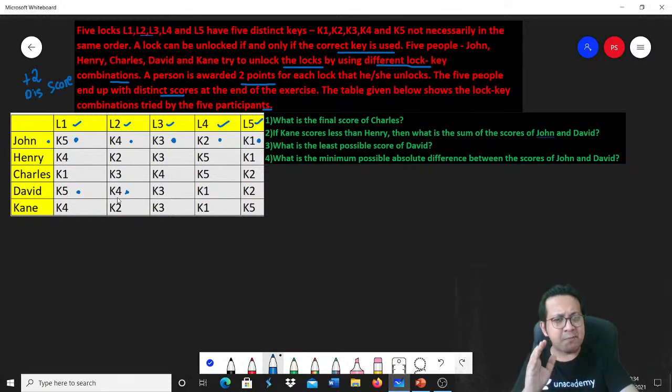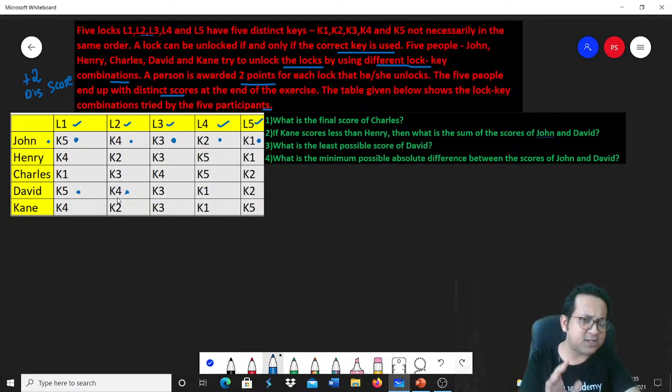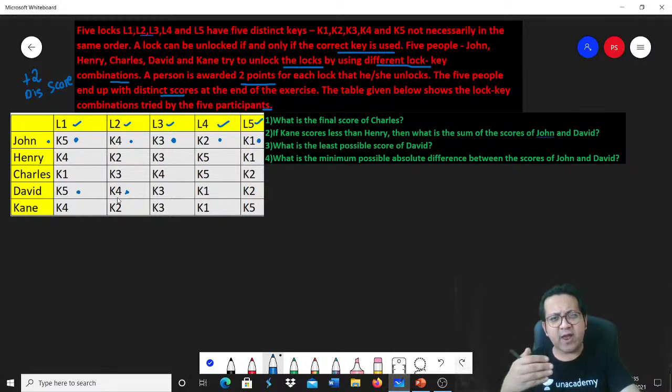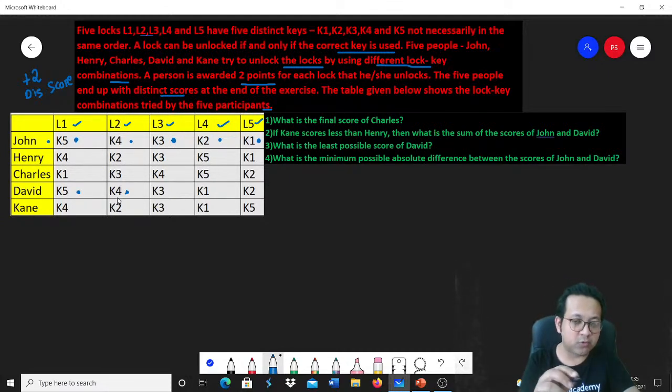So I think the table is quite intuitive. There is nothing much to learn here or understand here. What I see is 5 people, and what are the combinations they use to open the different locks? That's what is given in the caselet. And then if you have a look at the question, what is the final score of Charles if Kane scores less than Henry? So basically, what you need to find out is what is the correct key for every lock. I think it's very obvious. They have given you some combinations and questions will obviously ask you, lock 1, which is the correct key, lock 2, which is the correct key and so on.